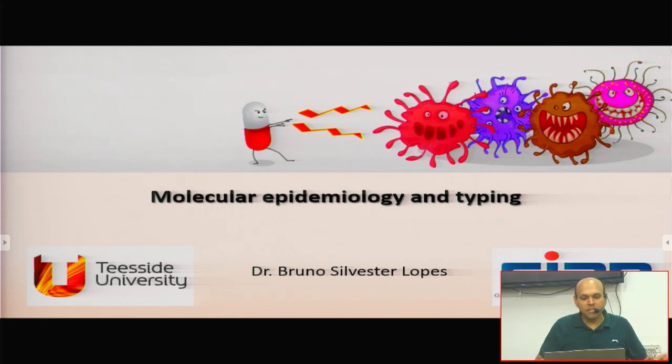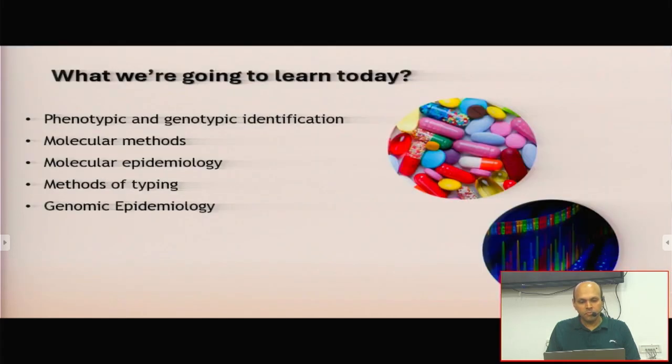So today we will start with molecular epidemiology and typing. Today's lecture will be covering that. What we are going to learn today is basically we'll look at phenotypic and genotypic identification, some molecular methods, epidemiology, methods of typing, and genomic epidemiology as well, very briefly.